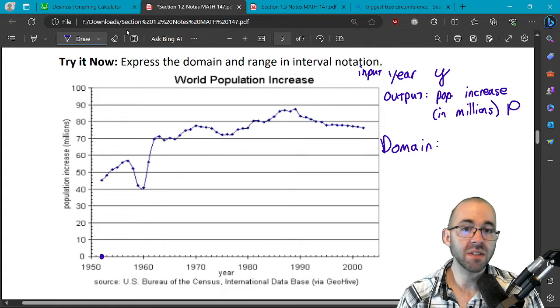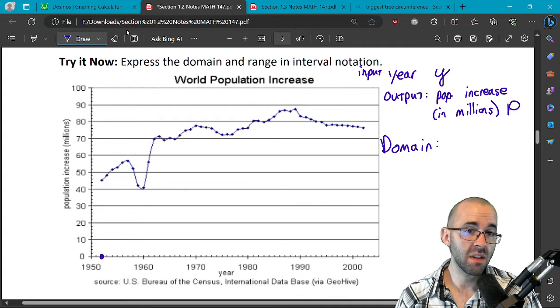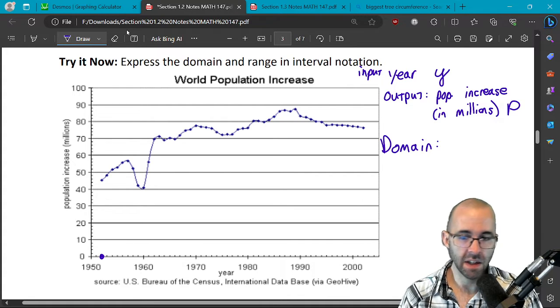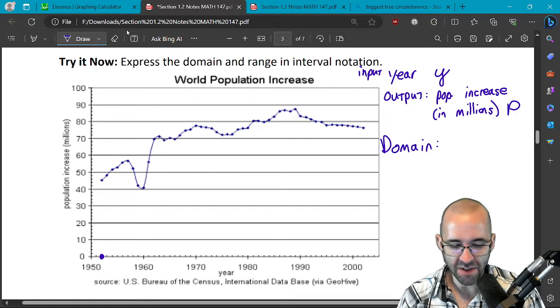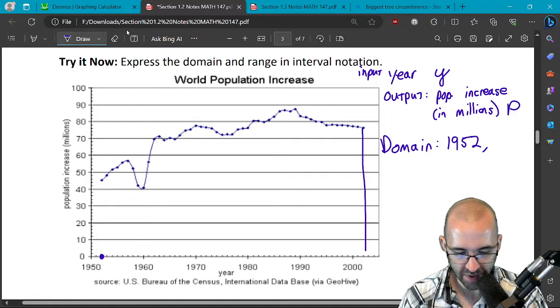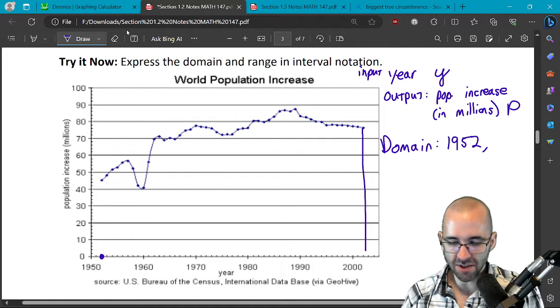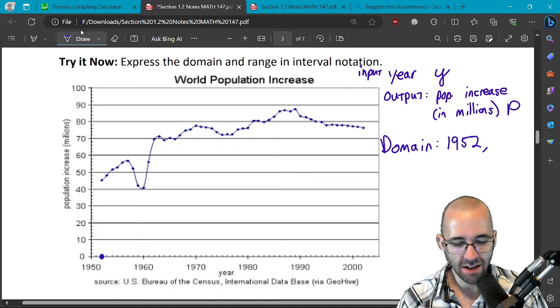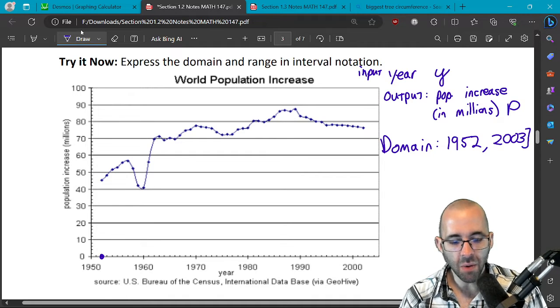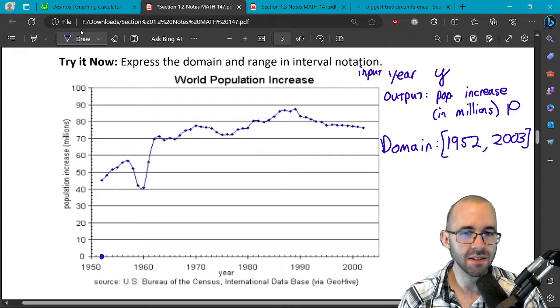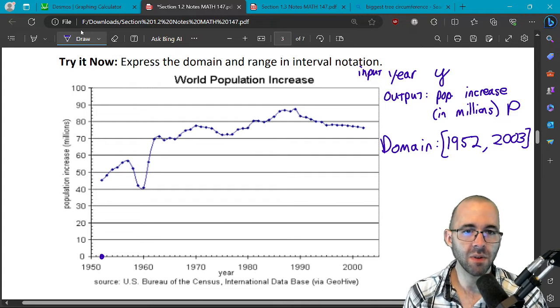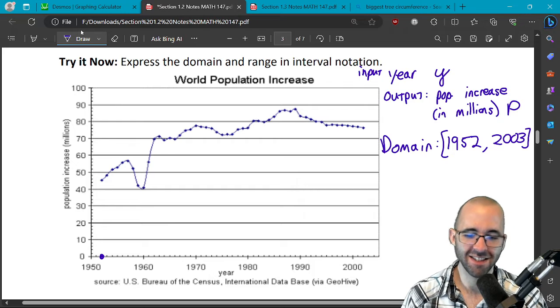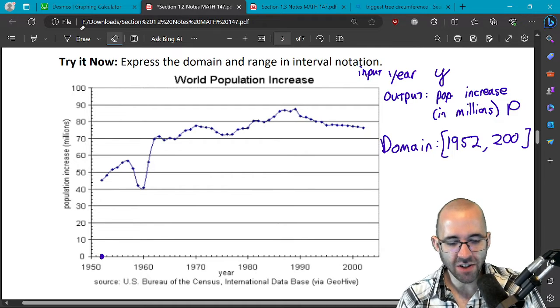So our domain here, what's the smallest input? What's the biggest input? And do we have everything in between? The smallest input's going to be that year 1952, I think. The biggest input is all the way to the right. That's whatever year this is. I can't tell. Is that 2003? Make a guess. I'll give it to you if you're close. And we do have everything in between, so we'll connect it like this. Those edge years, 2003. It might be 2002, actually. The edge years are included, so we have the square brackets.